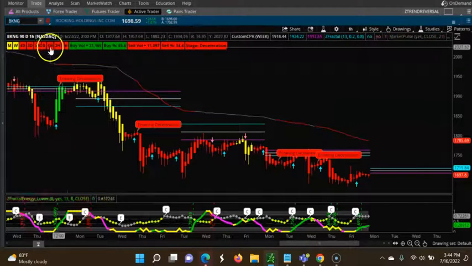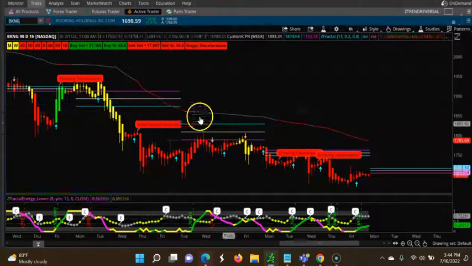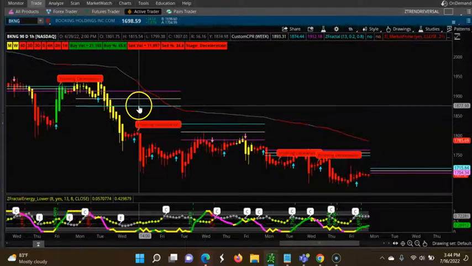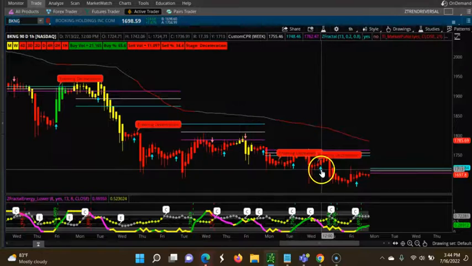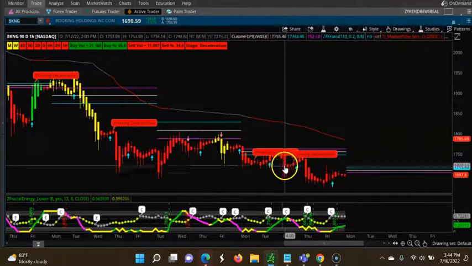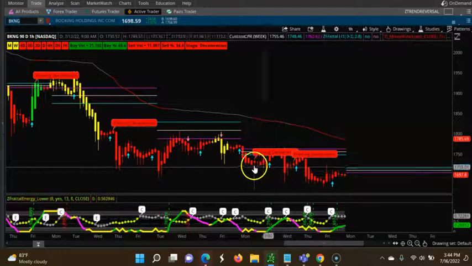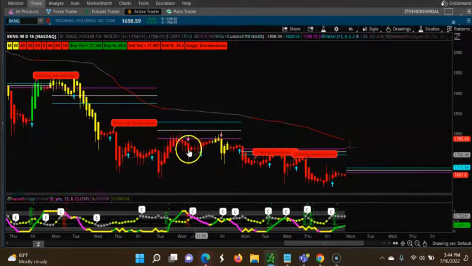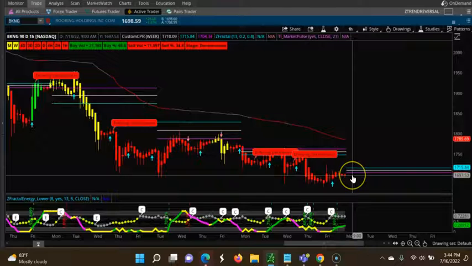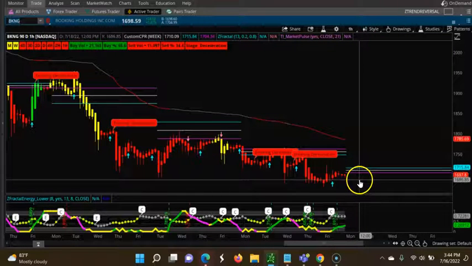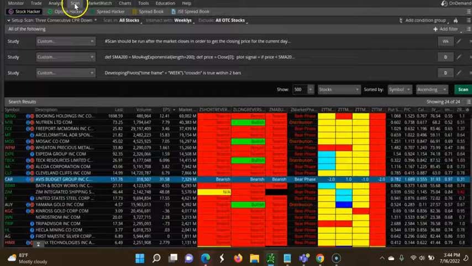You can see that it's all red here. You can see the CPR. We are on a 1 hour time frame. See the CPR turning down. So you wait for a candle like this, where you can see only a lower wick, to open below this, and then you can take the trade to the downside. So that is BKNG.